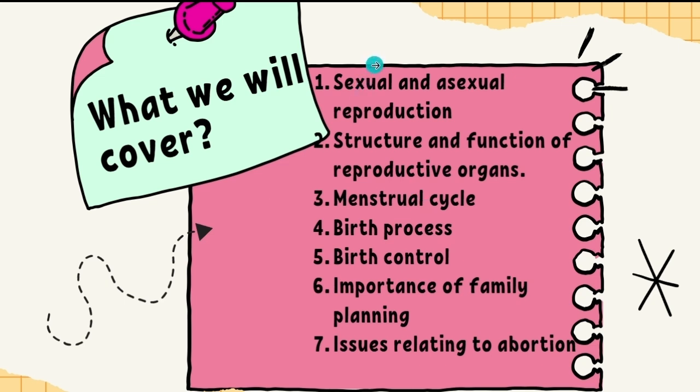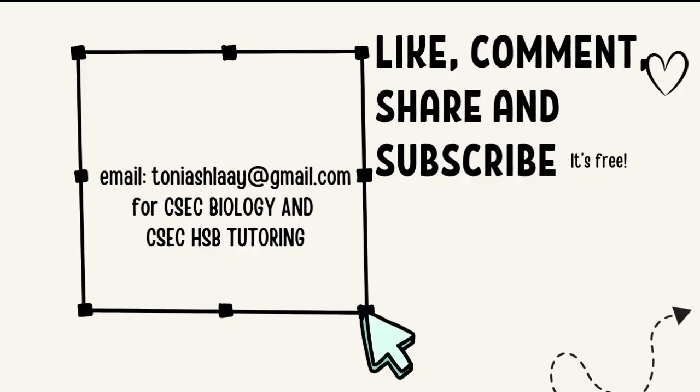So what you need to do is just know about these things: know about the differences, the advantages and the disadvantages, the structure and the functions. Be able to explain the menstrual cycle, or if you're given a diagram, be able to interpret it. Know the birth process, the birth control, different methods of birth control, the importance of family planning, and then the issues relating to abortion, right? So these are all of the topics that we went through today.